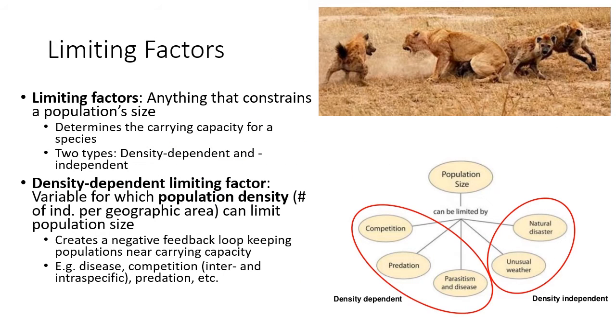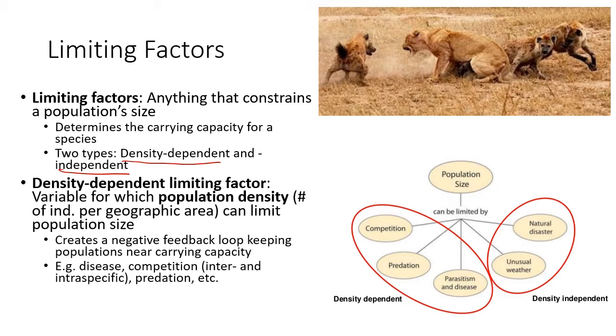All right, and this brings us to limiting factors. Limiting factors are anything that constrains a population size. And there's 2 basic types. There's density-dependent limiting factors, and there's density-independent limiting factors. And these are going to, again, determine the population size. They're going to determine the carrying capacity for that population, and they're going to influence fluctuations in that population size.